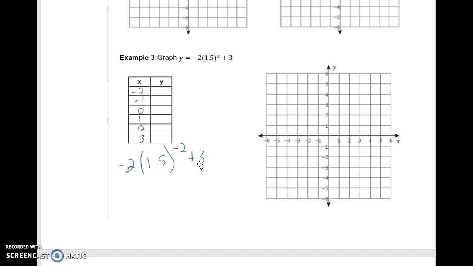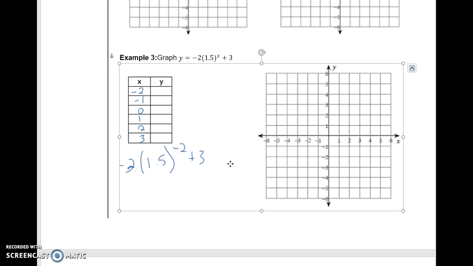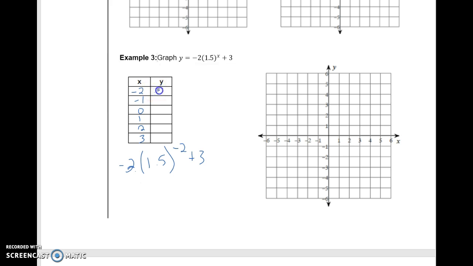Remember that negative fraction gives us the reciprocal. All right, so I type -2 times 1.5 to the -2 power plus 3 in my calculator. I get 19/9, which is barely going to fit in that little box. 19/9, which is 2.11 repeating, right? It's about 2.1. You can write 2.1, right? But you're using your calculator, so you're getting your own numbers.